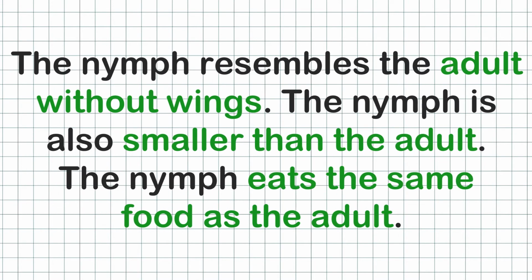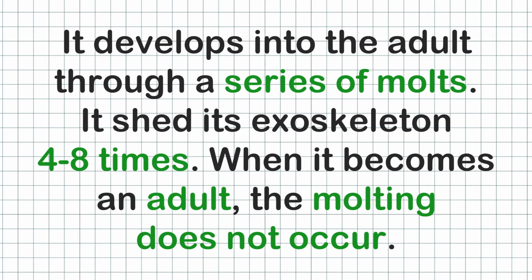The nymph resembles the adult without wings. The nymph is also smaller than the adult. The nymph eats the same food as the adult. It develops into the adult through a series of molts. It sheds its exoskeleton 4 to 8 times. When it becomes an adult, the molting does not occur.